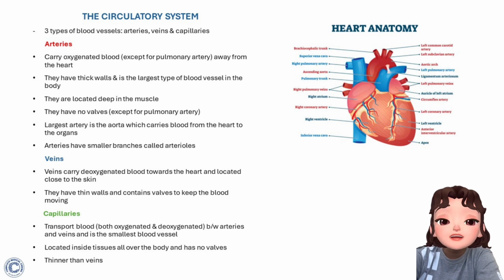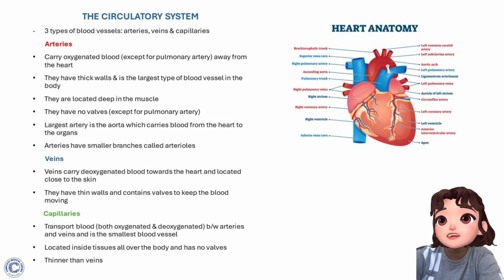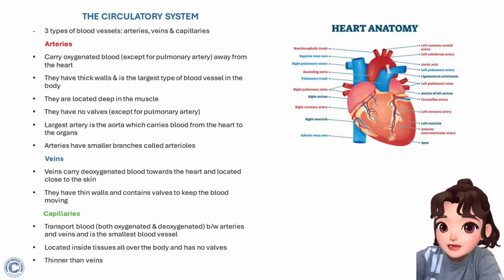Now let's look into the circulatory system. The major part of the circulatory system is the human heart, the heart anatomy. There are 3 types of blood vessels: arteries, veins and capillaries. Now what are the functions of arteries? This is very important. Arteries carry oxygenated blood away from the heart, which means they carry oxygenated blood from the heart to other organs of the body, except for the pulmonary artery, because the pulmonary artery is the only artery that carries deoxygenated blood.